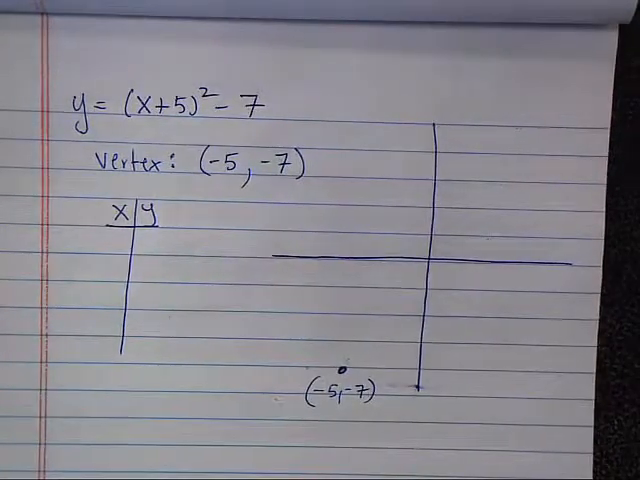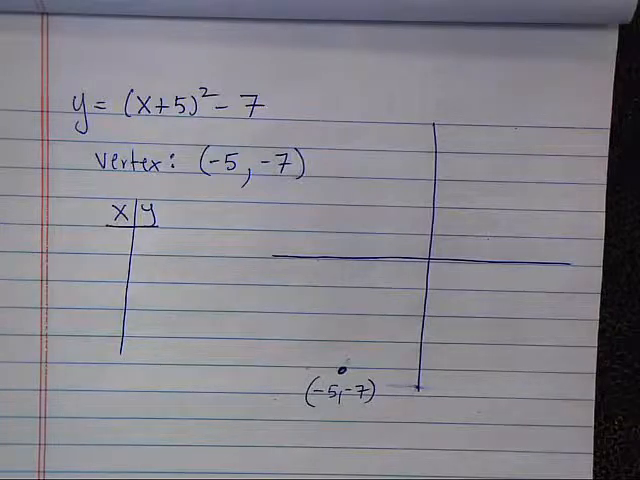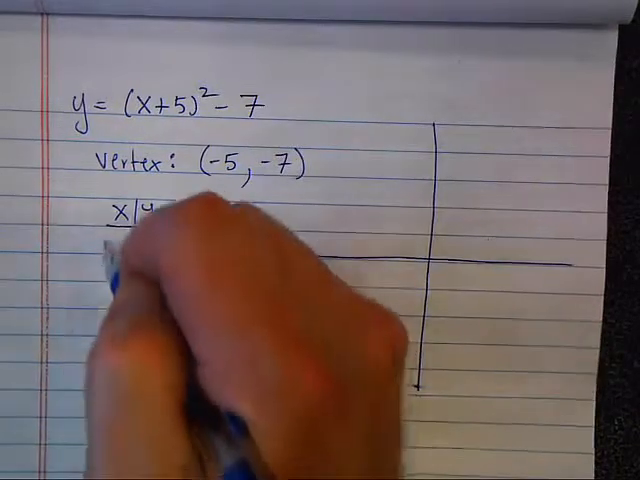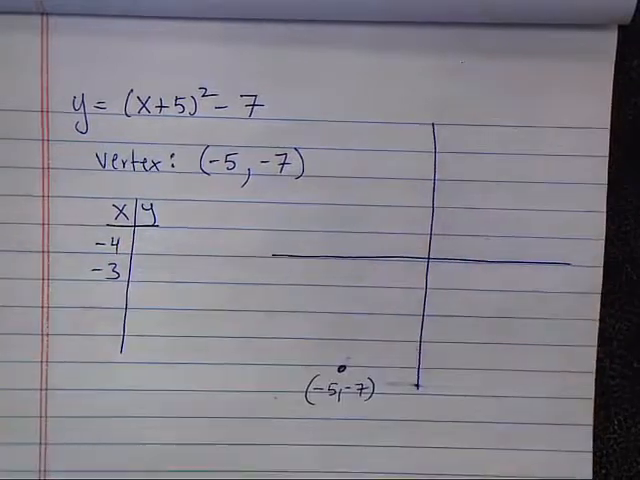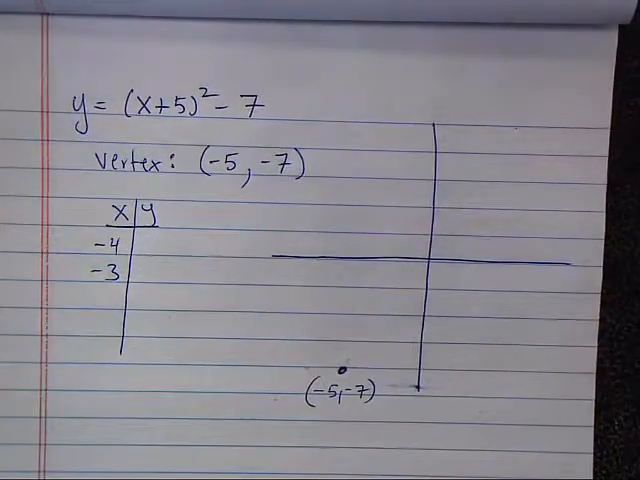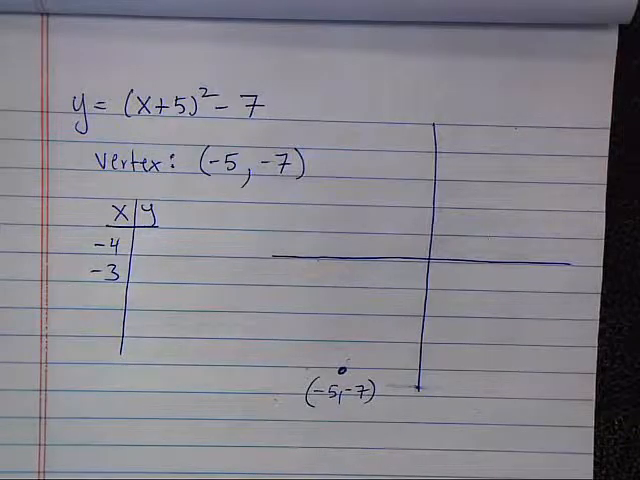I'm going to pick two numbers bigger than negative 5. What are my favorite two numbers bigger than negative 5? Negative 4 and negative 3 are the two I would pick. And then I also want two numbers smaller than negative 5. Negative 6 and negative 7.